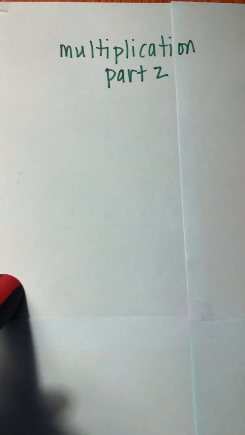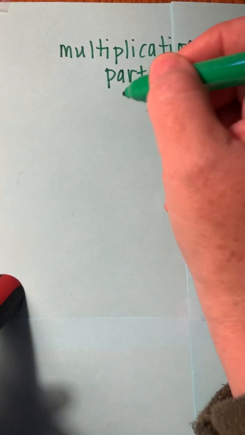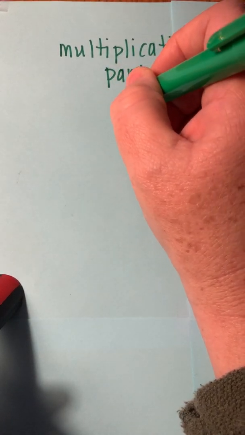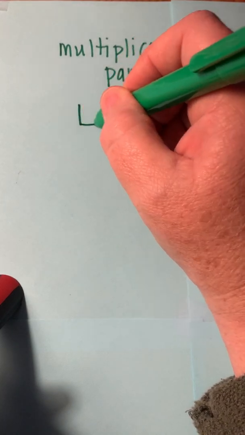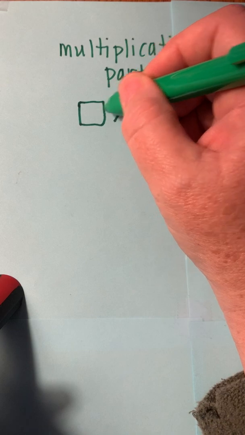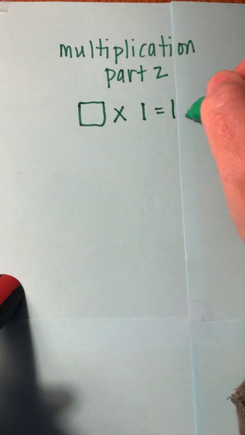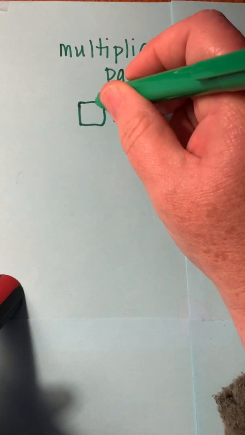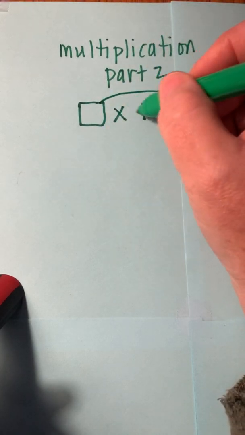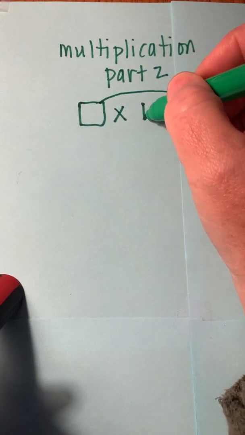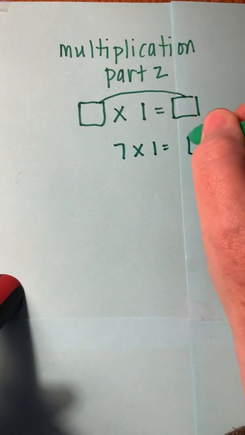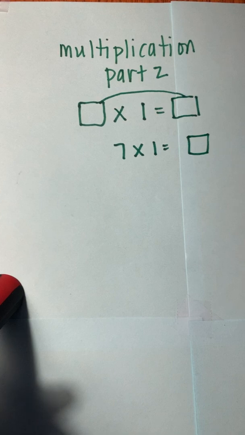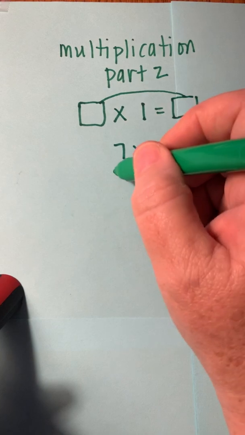Now, when you start to memorize your multiplication tables, anything times 1 is going to be the same number. These are going to be the same because you only had one of them. So for example, 7 times 1 means just 1 seven. If you just have a group of 7, you have 7.